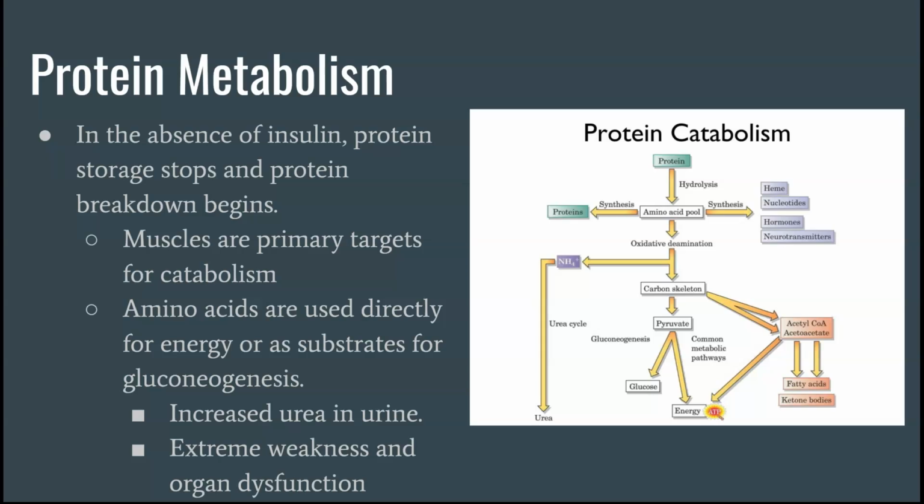When protein is metabolized, it creates higher levels of urea, and high levels of urea can cause altered mental status, and also cause a lot of organ dysfunction, right? Because your organs are also made up of proteins.